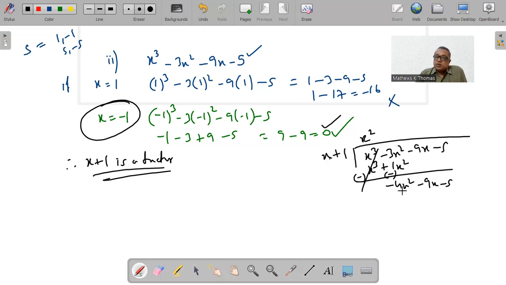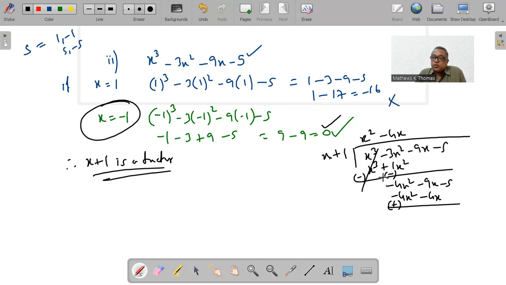Now x will be multiplied by which number to get minus 4x square? That is what we have to see. x will be multiplied with minus 4x. So x into minus 4x will get minus 4x square. 1 into minus 4x will get minus 4x. So the same number has to be multiplied by both x and 1. Here, of course, the signs will change.